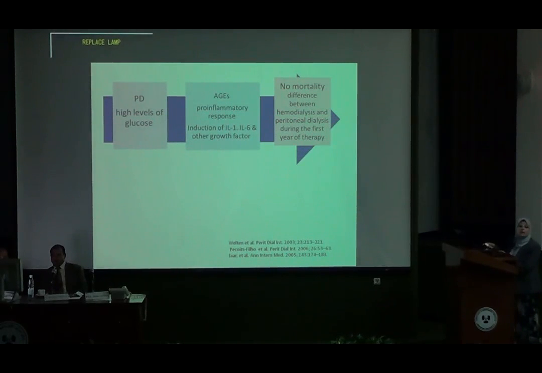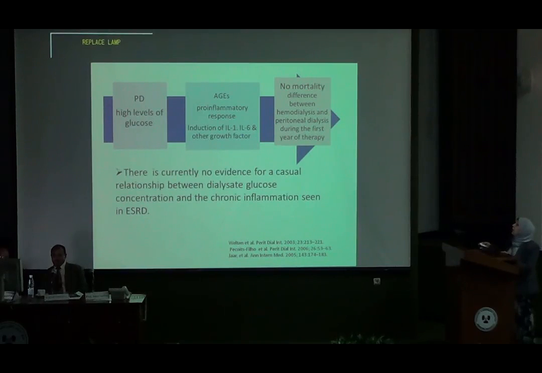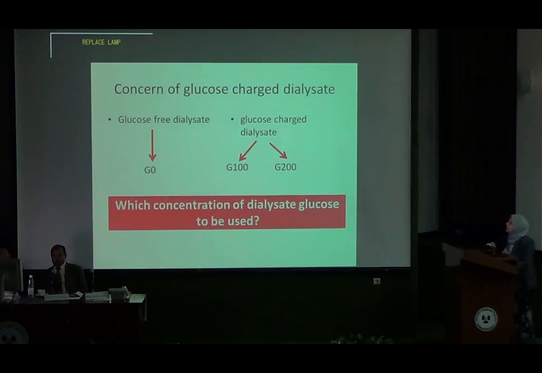In peritoneal dialysis, we already use a higher concentration of glucose. We found increased advanced glycation end products and also increased interleukin 1, interleukin 6, and other growth factors. But actually, if we look at mortality for patients on hemodialysis with glucose free and patients on PD with this high concentration, they found no difference in mortality. So maybe it's not so important. Also, we currently have no report of pro-inflammation increasing with glucose charged dialysate. Till now, maybe this is fine for research.